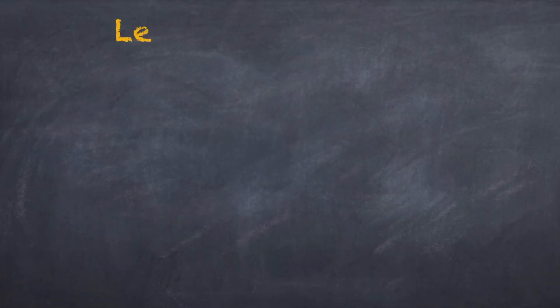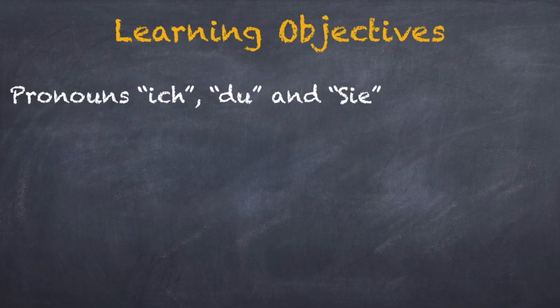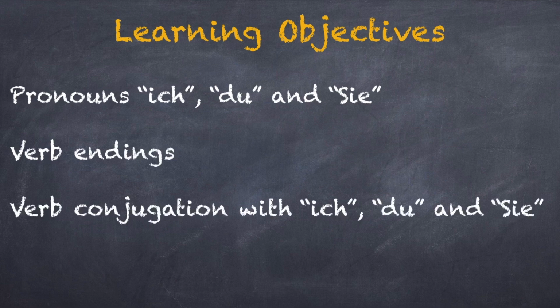Here's an overview of what we will be learning in this lesson. We will be analyzing the three pronouns ich, du, and sie. What is verb conjugation and the various endings. In the end, we will do a small exercise.